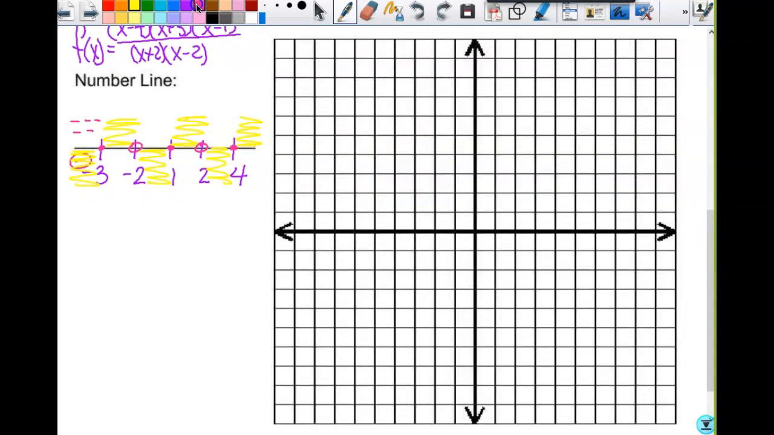Then let's plot everything we can here. We've got negative 3, 1, and 4. Those are my zeros. My vertical asymptotes are at negative 2 and 2. There's no tangency and togetherness. I have a slant asymptote.